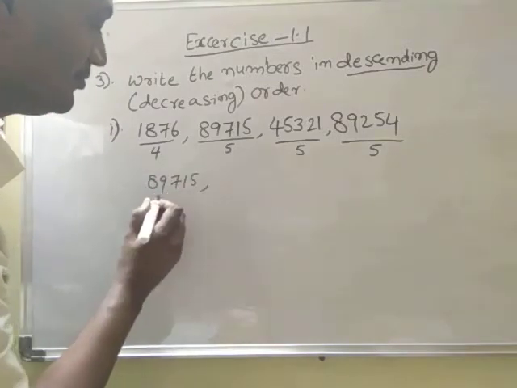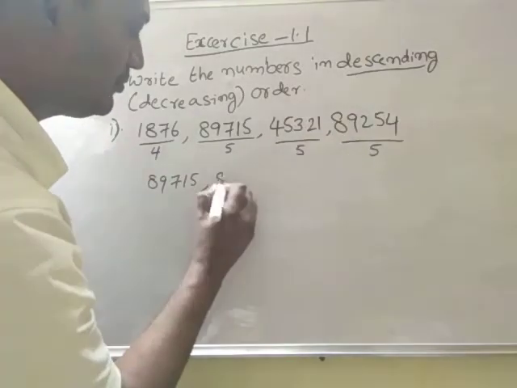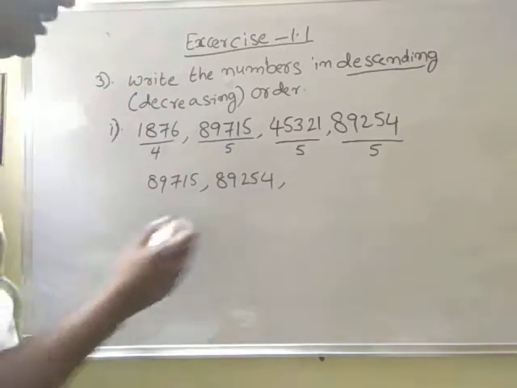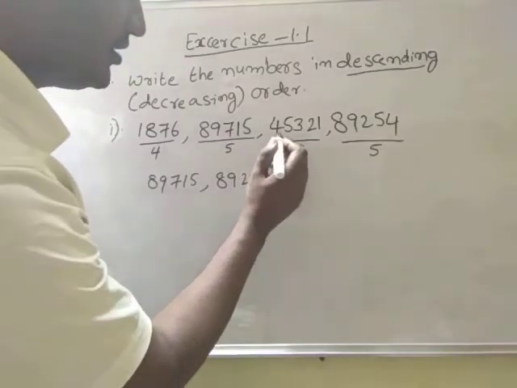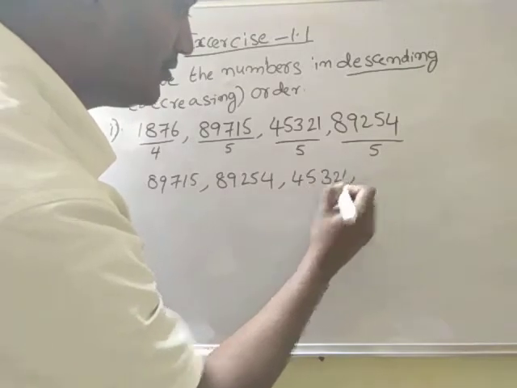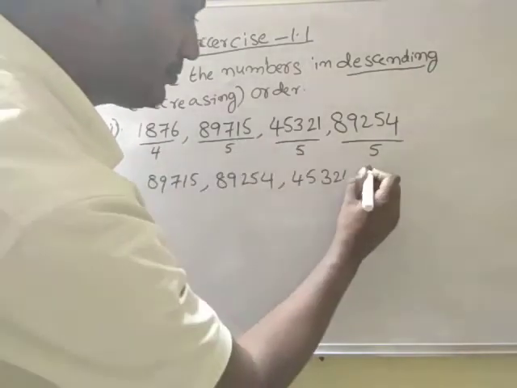89,715. Next one, this one, 89,254. Then the third one is the 5-digit number 45,321. Then the last number, 1876, the 4-digit number.